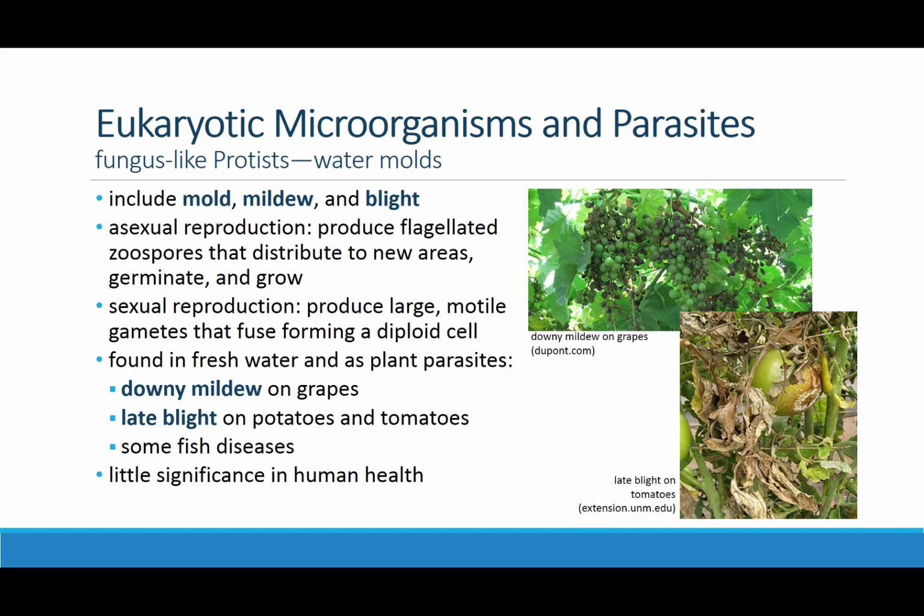Okay, so now the fungus-like protists, and we'll start with the water molds. And these include mold and mildew, like we think of in our homes or shower stalls, the gross stuff. And a disease that affects mostly plants called blight. So late blight is an example of a water mold. When they do asexual reproduction, they produce these flagellated zoospores, and they can swim in water droplets and distribute it to new areas, and they germinate and then grow, which is kind of cool.